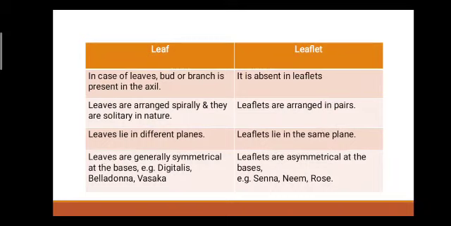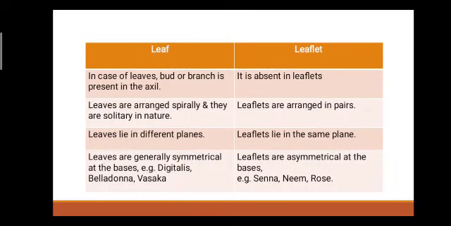Then the next point, difference between leaf and leaflets. First point, in case of leaves, a bud or branch is present in the axil, and in leaflets it is absent. Then second point, leaves are arranged spirally and are solitary in nature, and leaflets are arranged in pairs. Then third point, leaves lie in different planes, leaflets lie in the same plane.